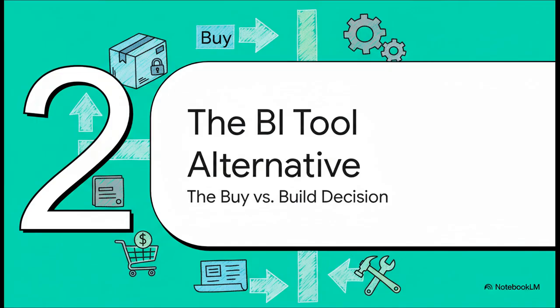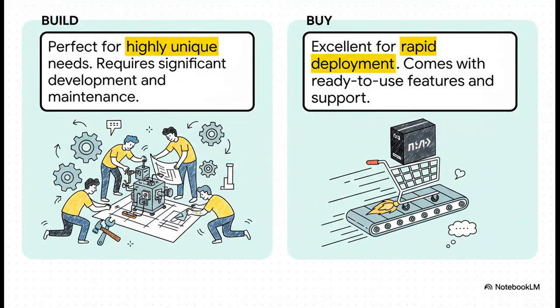So, you've hit that ceiling. Now what? You're basically at a crossroads. Do you go out and buy a solution that's ready to go, or do you roll up your sleeves and build something totally custom? This is the classic buy versus build dilemma, and it's a big one. And this really lays out the trade-off perfectly. Building a custom dashboard gives you absolute control. It's tailored to your exact unique needs. But, and it's a big but, it's going to cost you big time in development and maintenance. On the flip side, buying a tool like QuickSight is all about speed. You get features out of the box, you get vendor support, and you can get dashboards up and running incredibly fast.